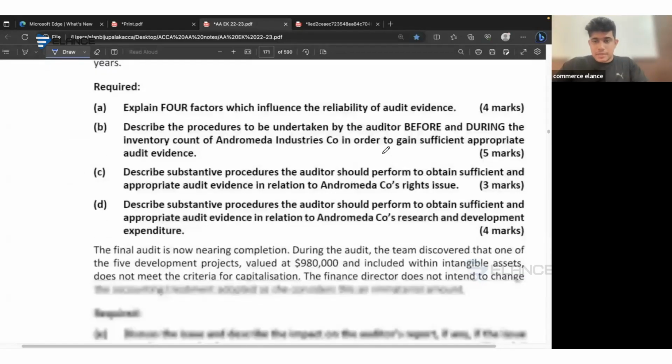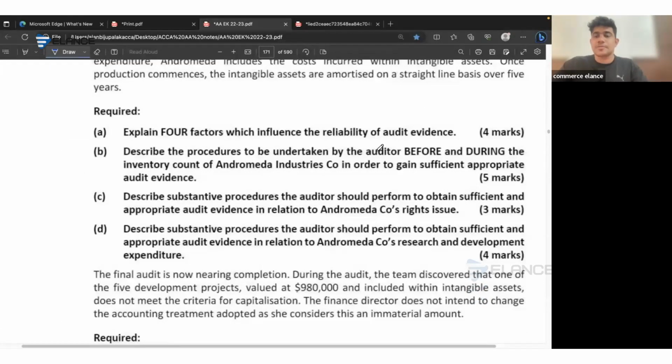Okay. See, they have asked us substantive procedures which we need to perform to obtain before and during the inventory count related procedures. So sufficient appropriate audit evidence can be obtained during, before, after the inventory count. And from the set of inventory related points, here they have asked for 5 marks about before the count and during the count. So you need to make a mix of before and during the count procedures.